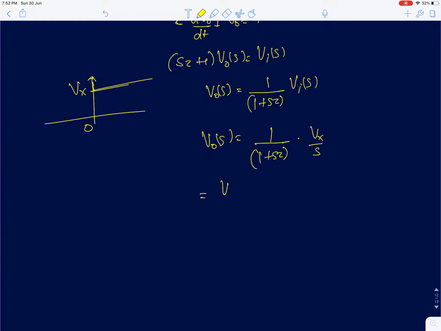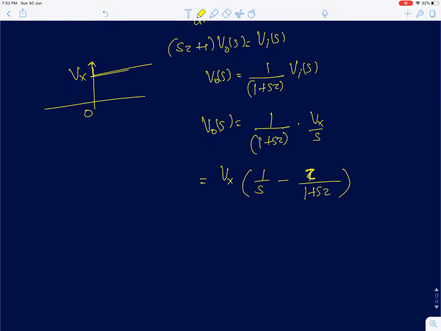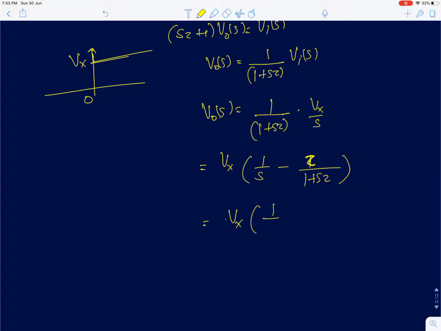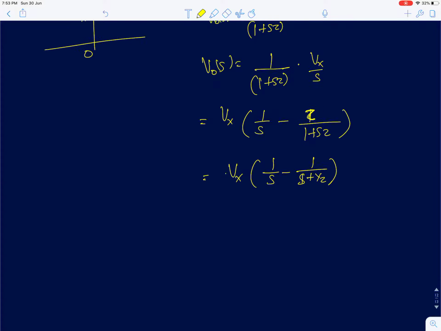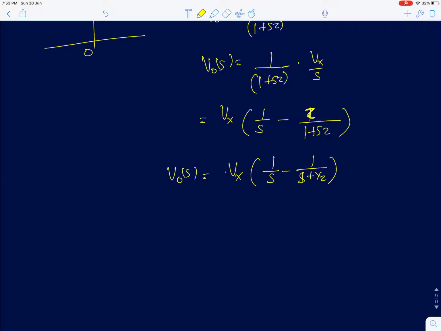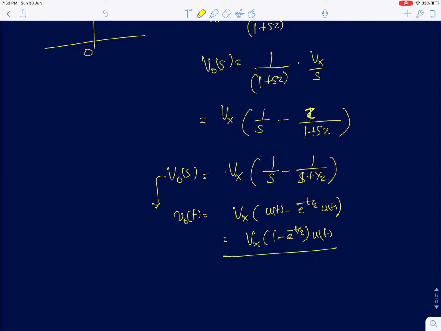Again, this can be written using partial fractions as vx into 1 by s minus 1 by 1 plus s tau, and I have to multiply this by tau. Okay, I'll reduce it further as I'll take tau common outside. I'll get 1 by s plus 1 by tau. This is the equation you have for v naught. Now I'll take inverse Laplace transform of this equation. You will get v naught of t equals vx into u of t minus e power minus t by tau into u of t, which is vx into 1 minus e power minus t upon tau into u of t. And this is exactly the forced response of the system.